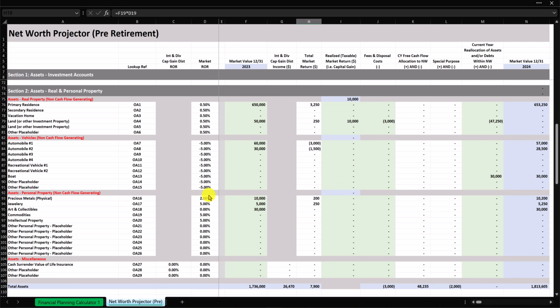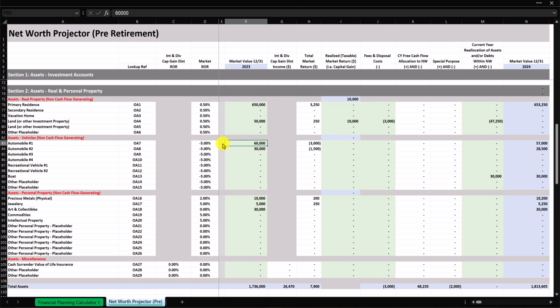If we go down here to the real and personal property section, some assets may have a depreciating value associated with them, particularly vehicles would be the first one that comes to mind. Now, in some cases, if you have some type of collector vehicle or something that might actually appreciate in value, that item could be put down here in this section, or you could just change one of these rates to a positive number so that the value grows over time.